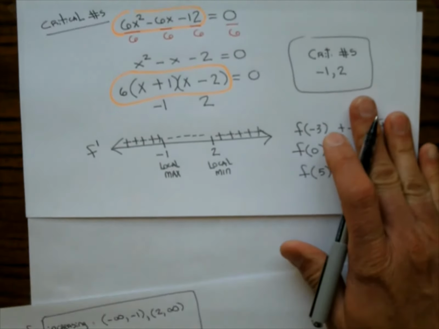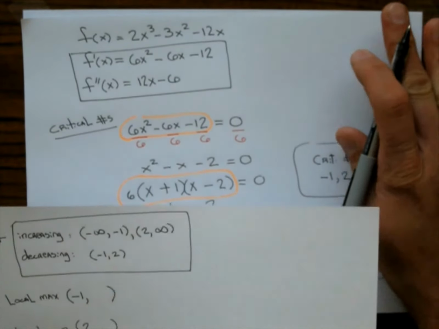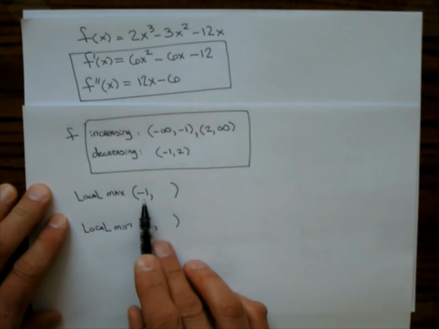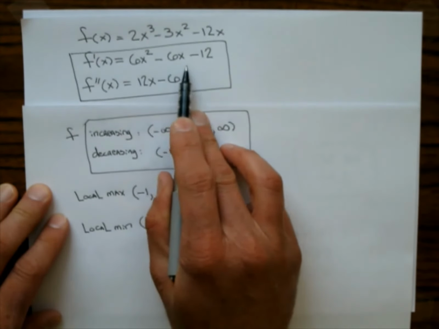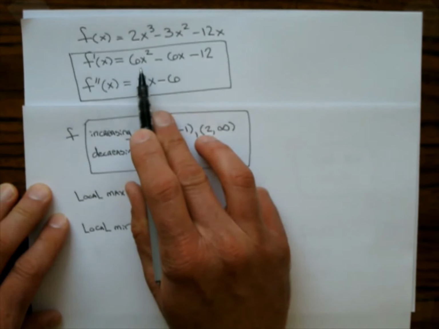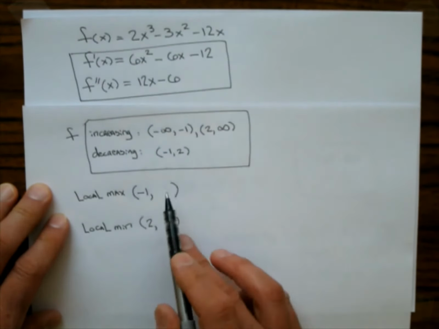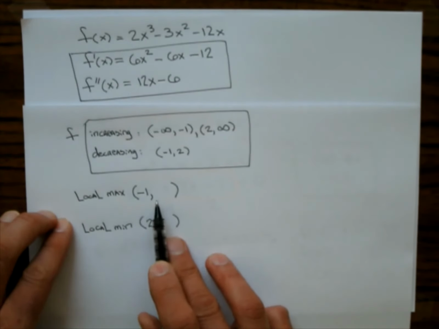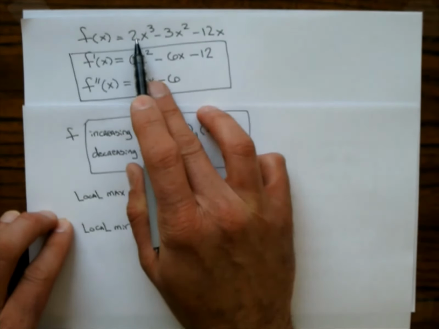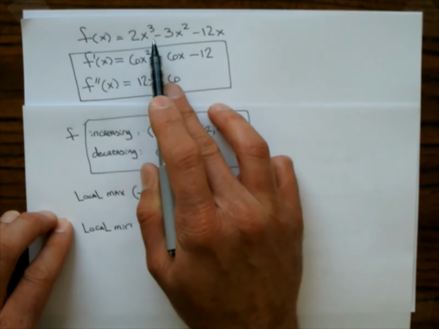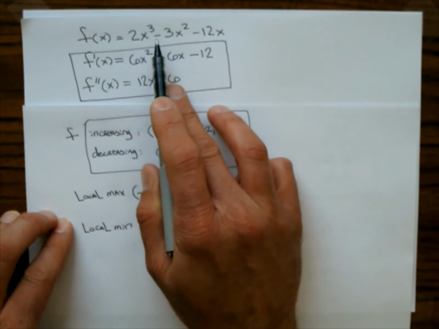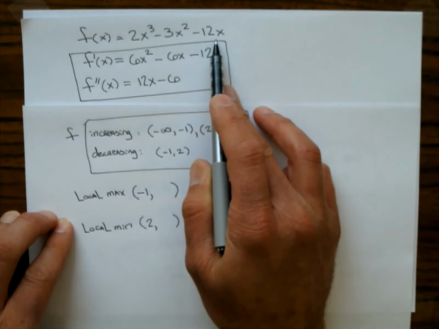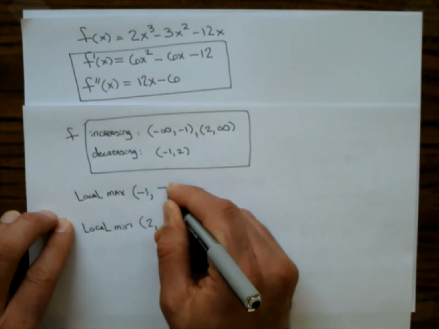So lots of times what people will do, when they're just scrambling to figure things out, is they go, oh, let's go ahead and put the -1 back up into the derivative. Well, if you do that, you're going to end up getting 6 plus 6 minus 12. You're going to get a 0 there, and that's not how you find the altitude or the height of where the local max is. You actually put the -1 into the original function. And so that's going to give us a -2 and a -3 and a +12. So I would say that that's about 7.